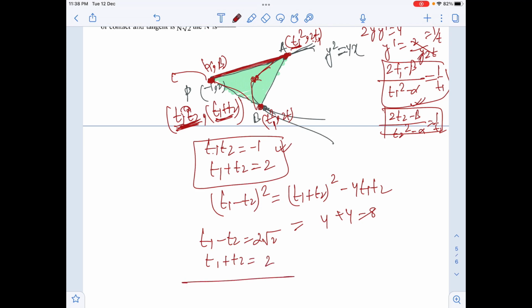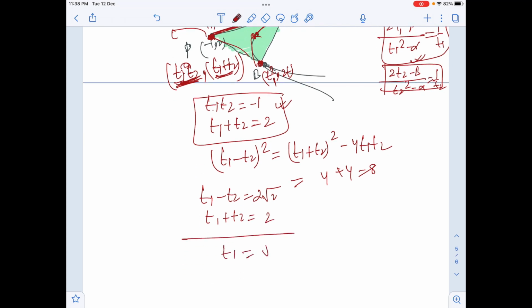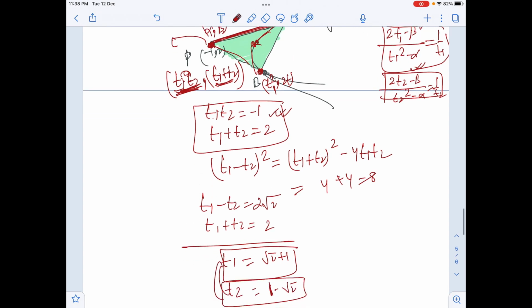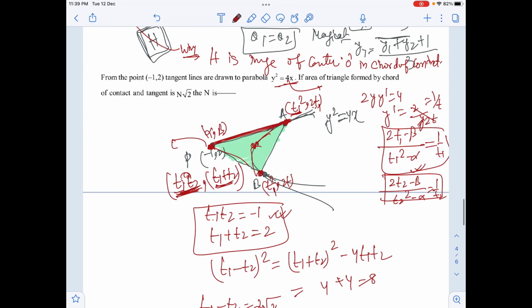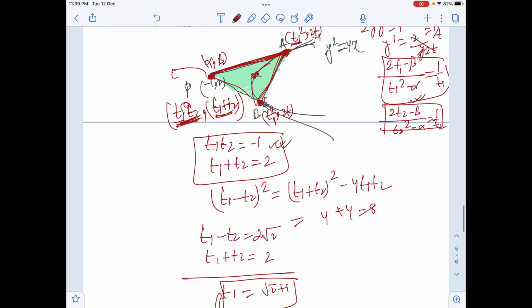And t1 plus t2 is 2. So if you add this, you'll get t1 equals root 2 plus 1, right? And t2 equals 1 minus root 2. तो क्लियरली आप देख सकते हो, if I multiply t1 t2 I get -1 and if I add it will get 2. तो यहाँ से आपको वैल्यू निकल गया है इस पॉइंट का और इस पॉइंट का.